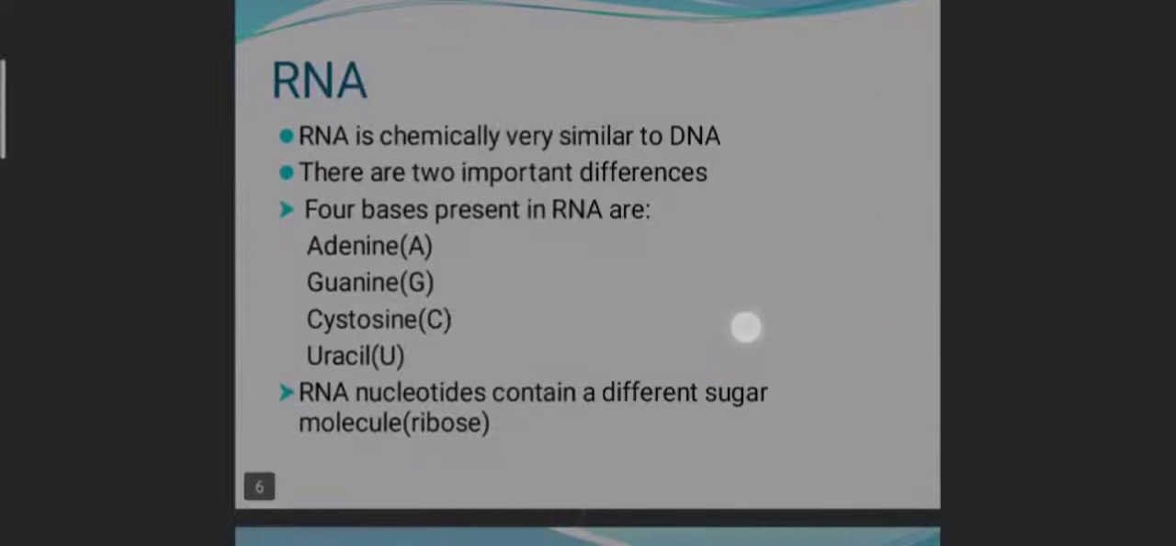RNA is chemically very similar to DNA. Secondly, there are two most important differences. First, the four bases present in RNA are adenine, guanine, cytosine, and uracil. Secondly, RNA nucleotides contain a different sugar molecule which is ribose.